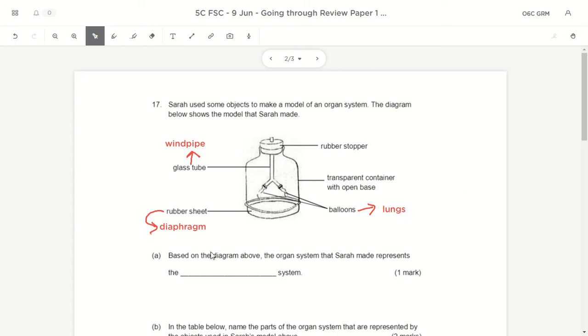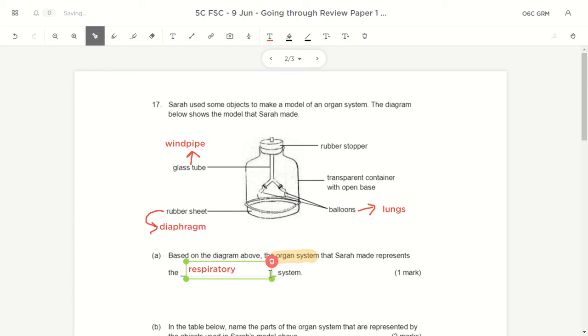Okay, so based on the above diagram, the organ system, okay, we are talking about the organ system. Remember, you only learn 5 systems in primary until primary 5. Okay, you learn about the skeletal system, muscular system, the digestive system, the circulatory system, and the respiratory system. Okay, so which organ system of these five are you representing here? Obviously, this is about air, so this is about the respiratory system.